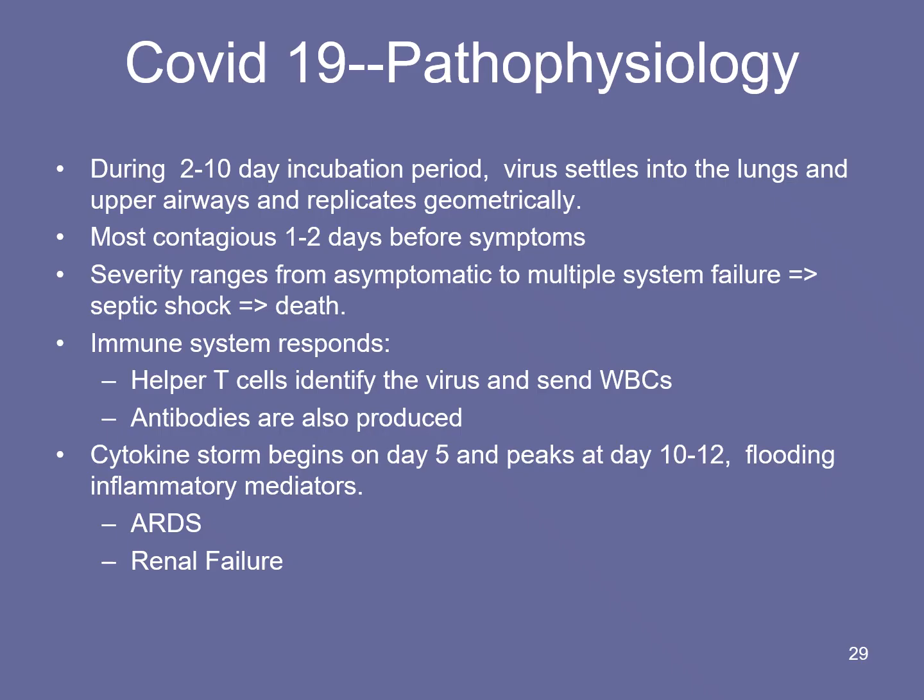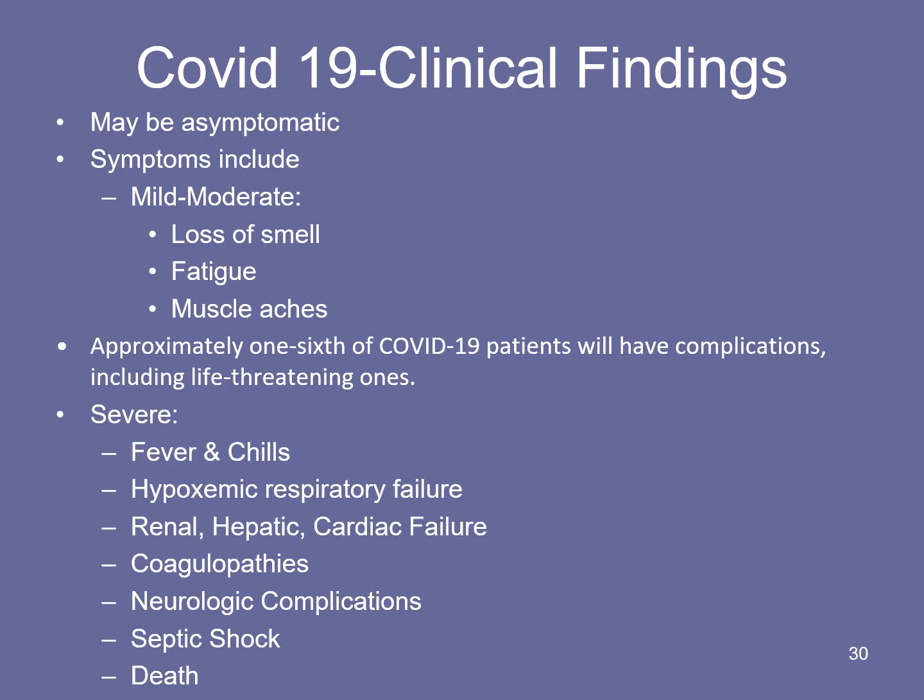So obviously it was a huge deal. I'm preaching to the choir on this, whether you're a respiratory therapist or a nurse. But this was the sequence of what was going on from a pathophysiological perspective. Building on the prior slide, the patient could be asymptomatic, but where symptoms occurred: mild to moderate loss of smell, fatigue, muscle aches. But then approximately 1/6 of COVID-19 patients will have complications, including life-threatening ones.